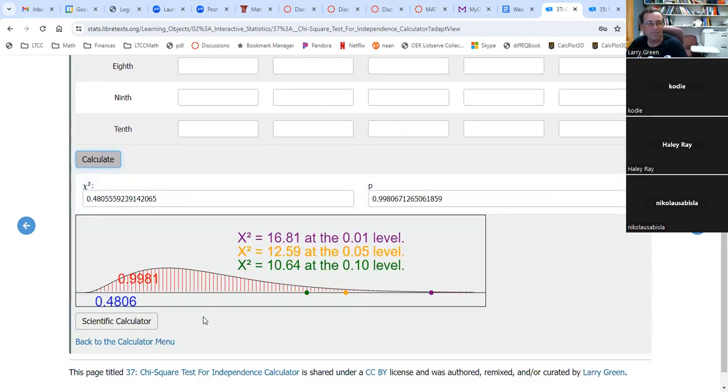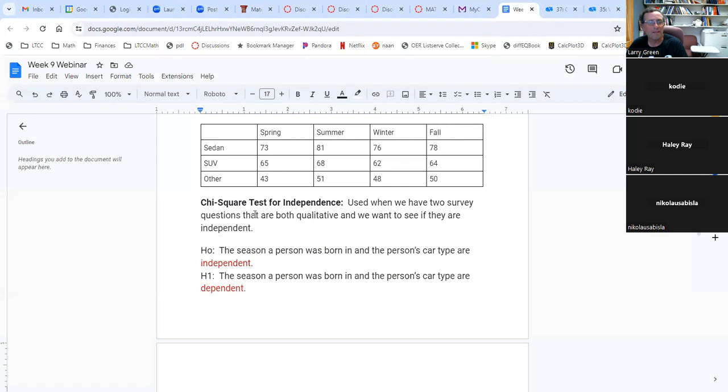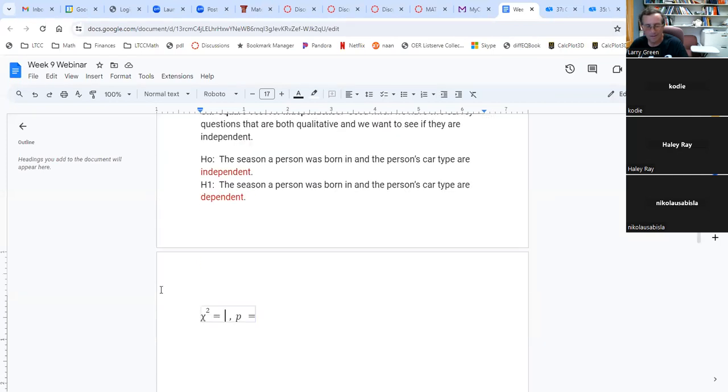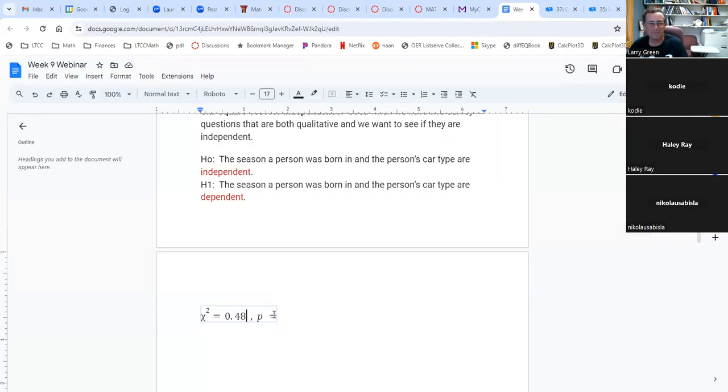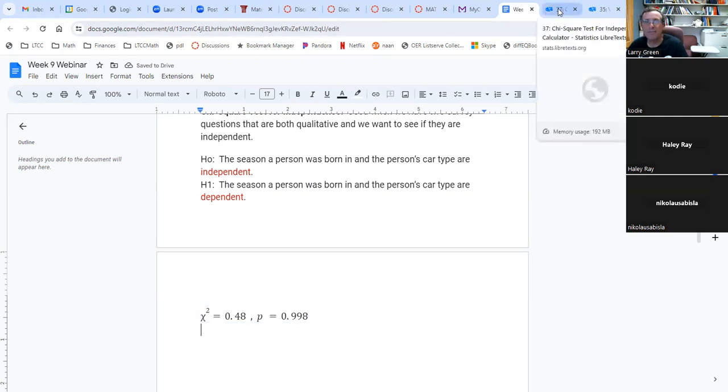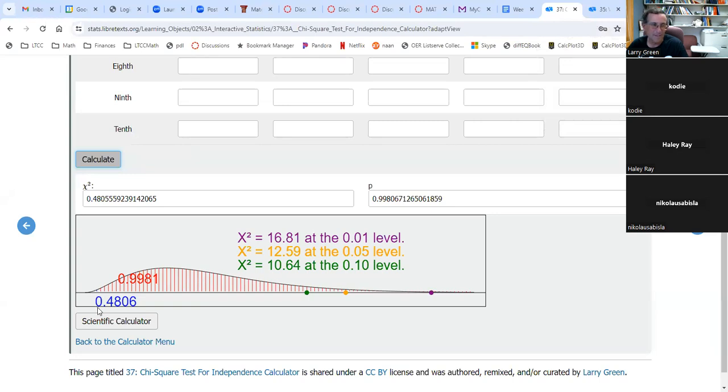And there we go. We have our chi-squared is about 0.48. And then the p-value is about 0.998. All right. Notice, by the way, our test statistic is way over here.